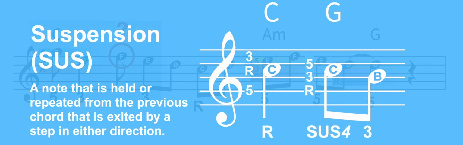A suspension is a note that is held or repeated from the previous chord that is exited by a step in either direction. This note is not in a G major triad. It's held over from the root of C. It resolves down by a step going down to B. This is a suspension, and this suspension is a 4-3 or a sus4.